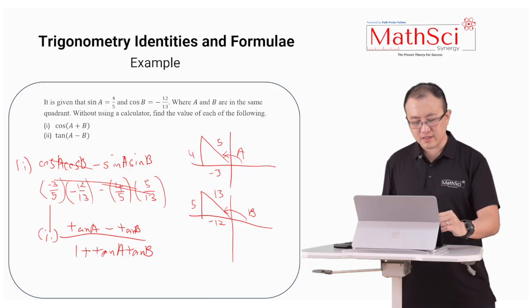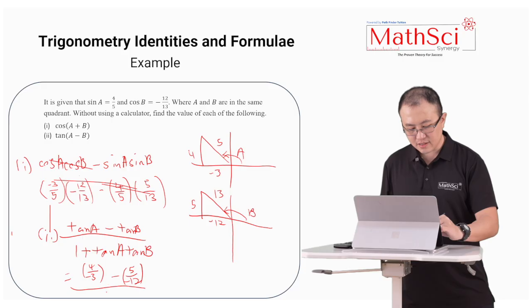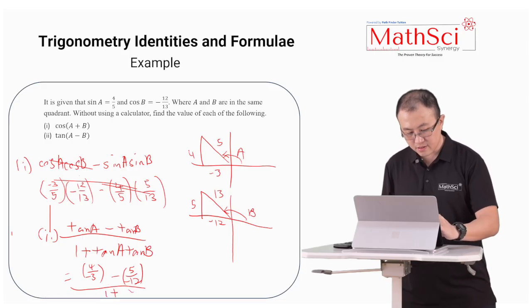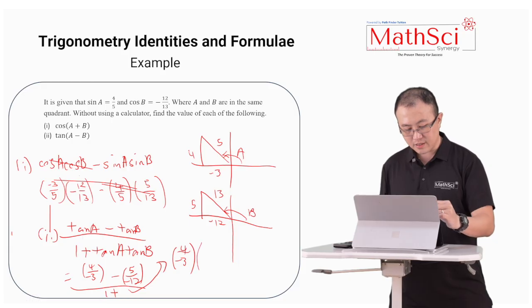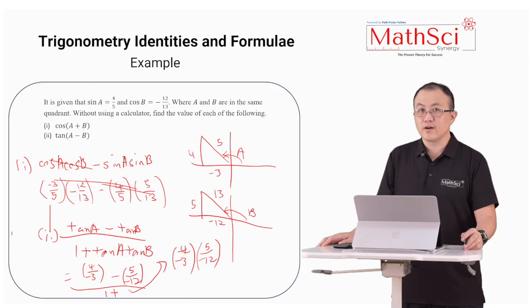And then last but not least, you just sub in everything that you know. Tangent A would be 4 out of negative 3. Minus tangent B is 5 out of negative 12. Whole thing divided by 1 plus, okay, tangent A once again is 4 out of negative 3, then multiplied by 5 out of negative 12. Sorry, a bit no space, I move up. And press your calculator, that's all.